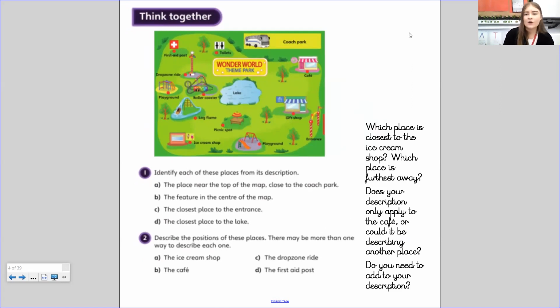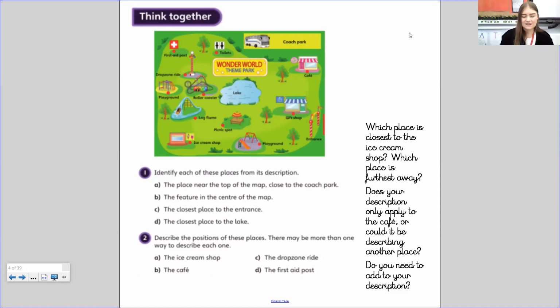So near the top of the map, close to the coach park. Is that the toilets or is it the cafe? Can you explain it for me? Why is it the toilets or the cafe? Okay, so hopefully for 1A, you could tell me that it was the toilets because the toilets are closer to the top of the map. Yes, it could have been the cafe because it's close to the coach park, but it does say near the top of the map and the toilets is that little bit closer to the top. So I would say the toilets.